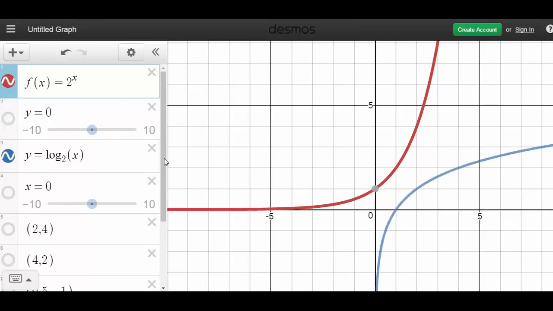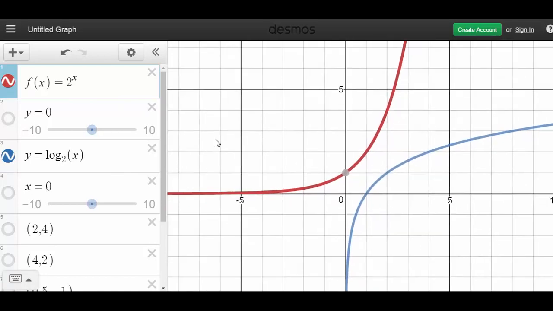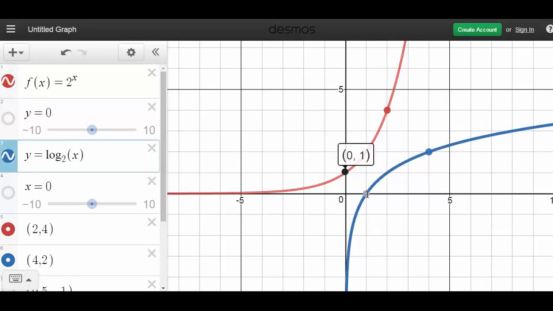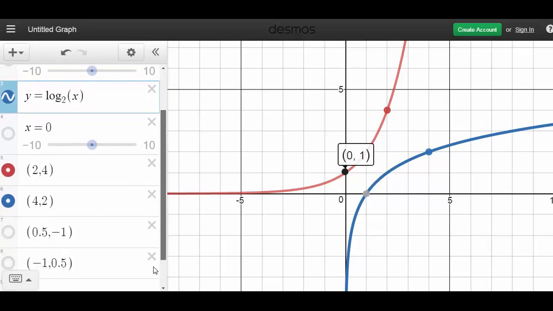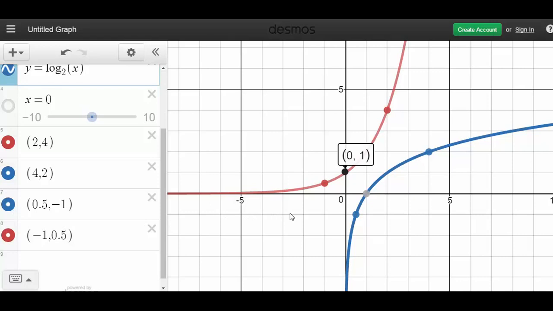So moving to the log then. The log is the inverse of the original. If we look at just a few key points here, the point (4, 16) up here, and the point (2, 4)... it came from 2 to the 4 in the original expression. (4, 2) then is on my log. Here I have (0, 1), here I have (1, 0), and a couple more: (0.5, -1), and (-1, 0.5).